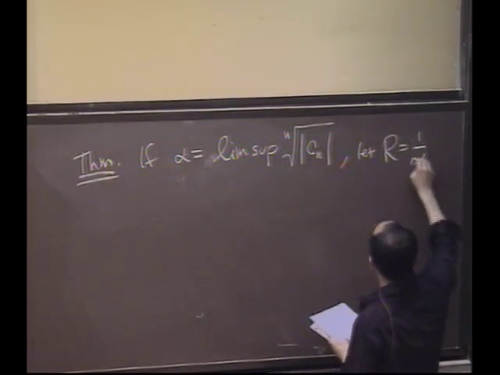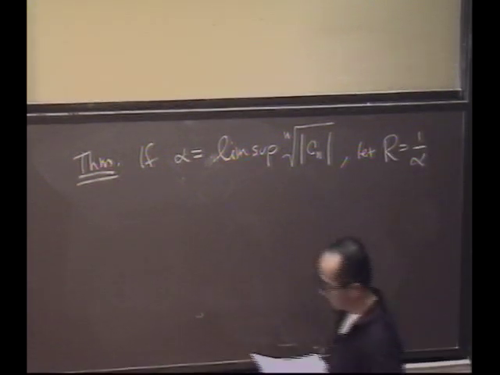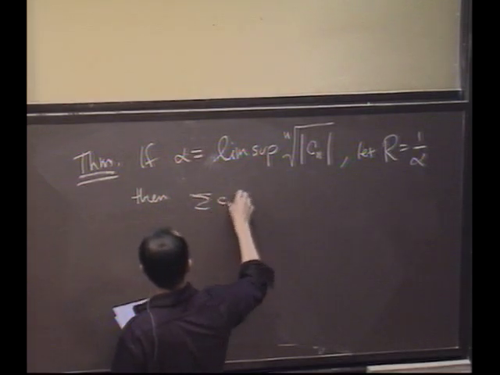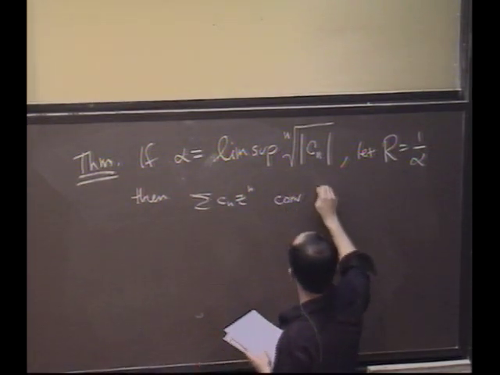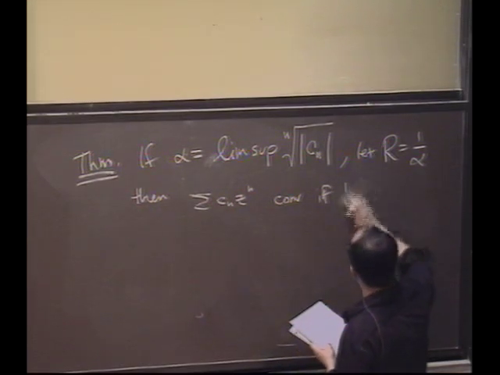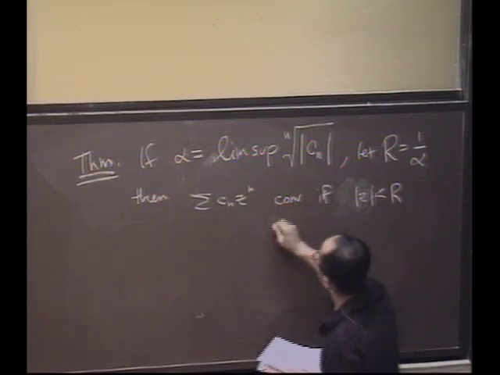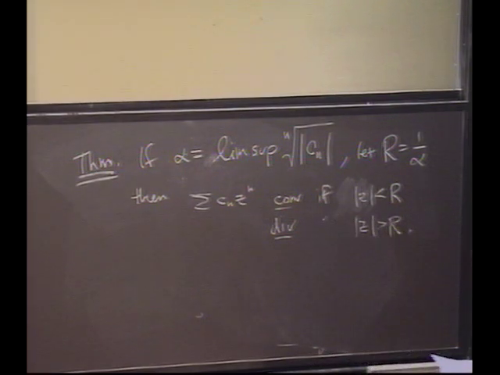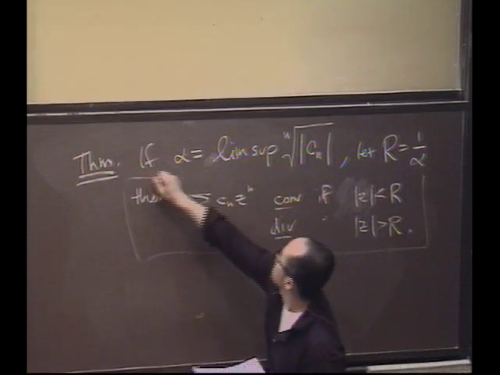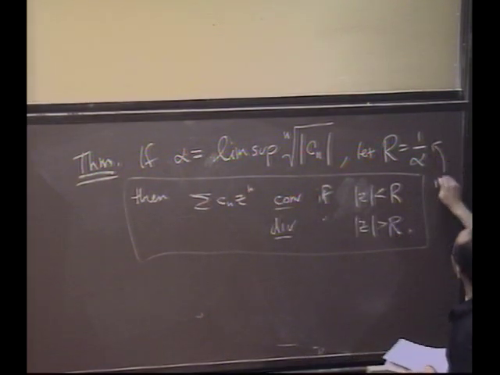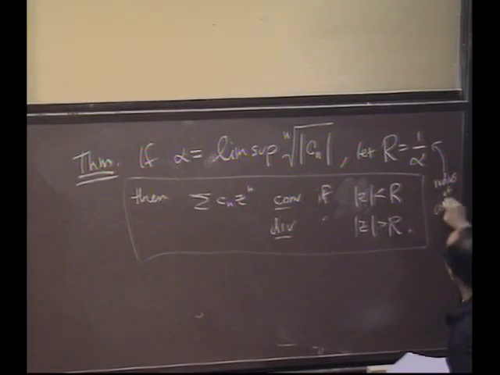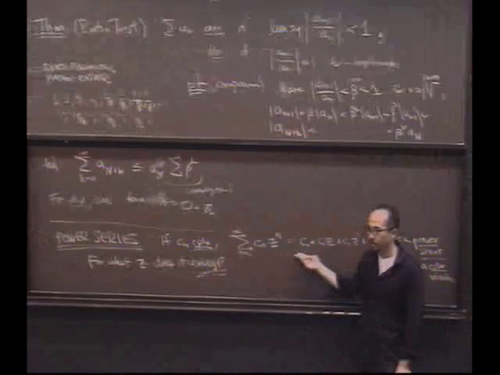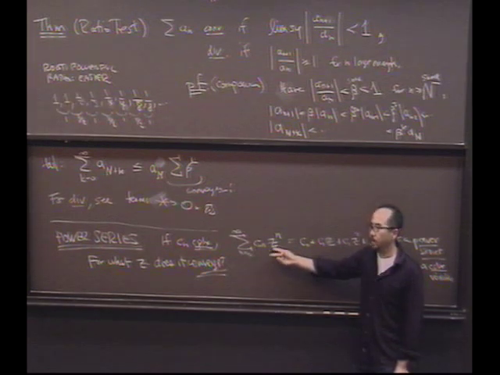Let R be 1 over alpha. There's the 1 that's making its appearance. Then the claim is the sum of c sub n z to the n converges if the absolute value of z is less than R, and it diverges if the absolute value of z is bigger than R. And this R has a special name. It's called the radius of convergence. Some of you have seen this in other courses. The surprise is the set of all places where this series converges actually forms a disk. It's a circle in the plane, centered around zero in this case.